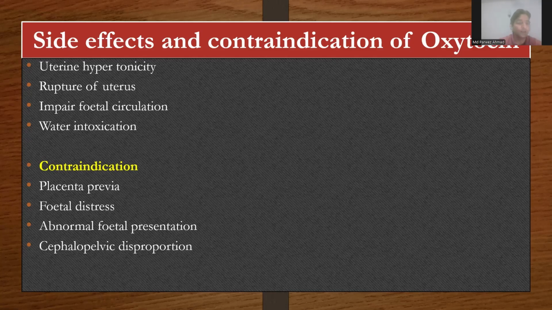Now the next one is fetal stress. In that condition also oxytocin is not used. In case of abnormal fetal presentation, like breech presentation, in that condition also oxytocin is not used. Oxytocin is mainly used in cephalic or normal presentation. Now the next important contraindication is cephalopelvic disproportion (CPD). That means the size of the head of the fetus is greater than the pelvic outlet. In that condition, oxytocin is also contraindicated. It is all about oxytocin.